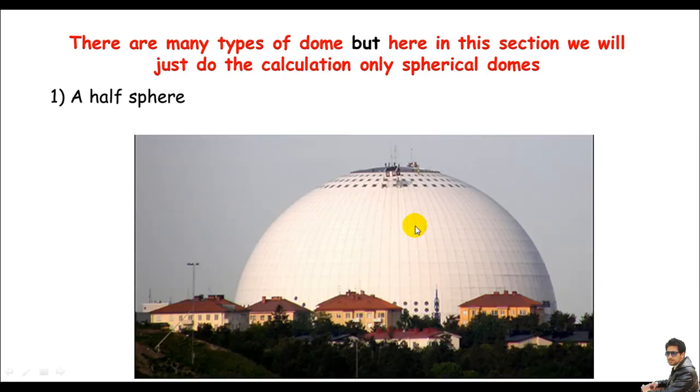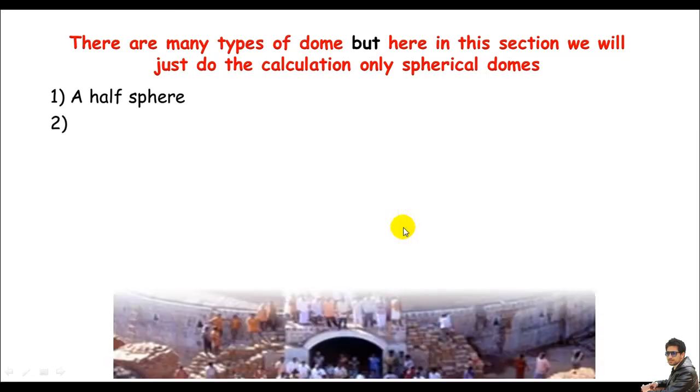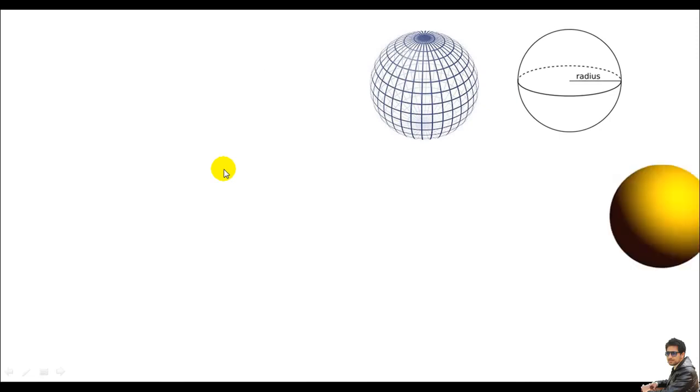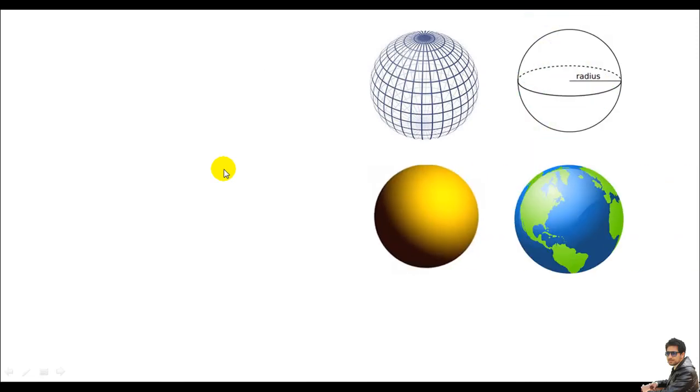And the calculation for a half sphere is quite simple and straightforward. And of course, for a segmental sphere, this is a little complicated and challenging, right? Alright, let's do the material calculation for both of these domes, right? But before starting the calculation, let me show you the volume and surface area of a sphere, because these will help us in material estimation, right?